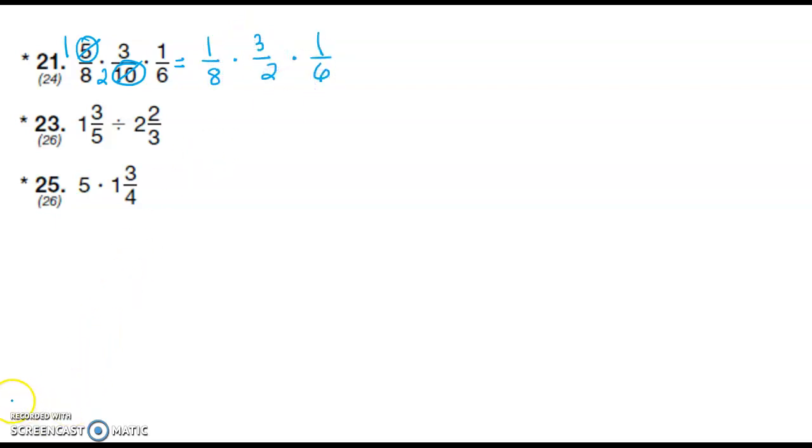And I've got another reduction I can make. So I know that 3 and 6 are divisible by 3. So if I divide by 3, I get 1 and I get 2, which gives me 1 over 8 times 1 over 2 times 1 over 2. Okay, so then 1 times 1 times 1 is 1. 8 times 2 is 16, times 2 is 32.